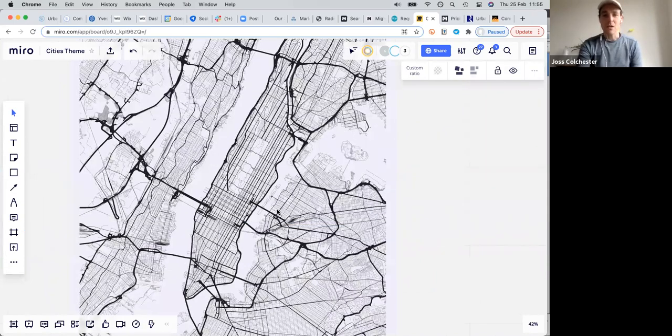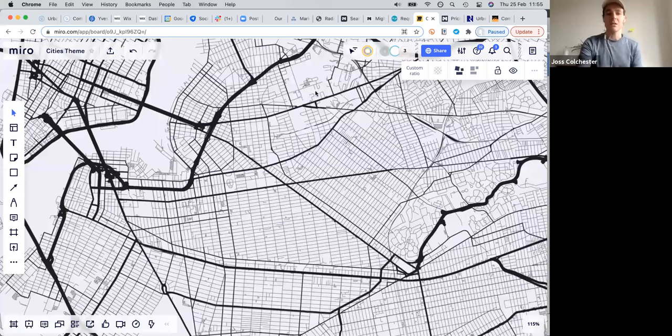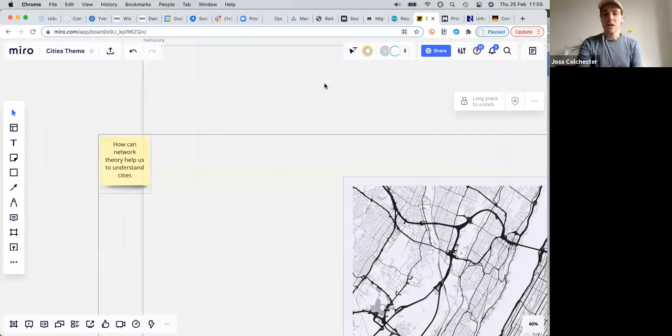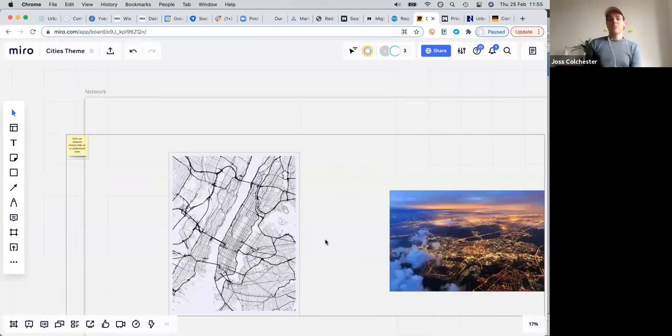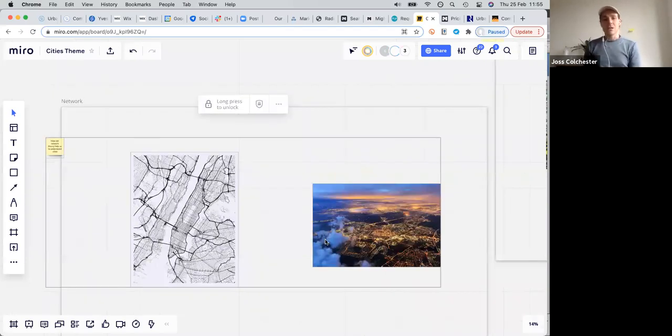Incredible. So let's jump in here and take our last five minutes to try and answer this question: how can network theory help us to understand systems? Or let's just talk about how networks help us think about and potentially design systems. Let's grab some stickies and jump into that. It'll take a few minutes.